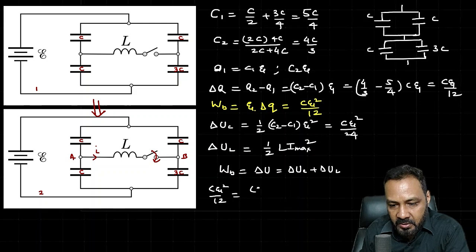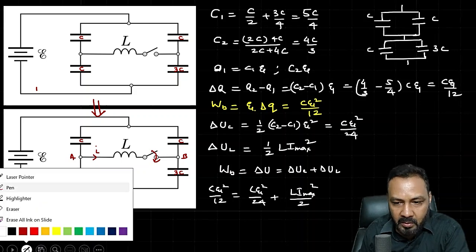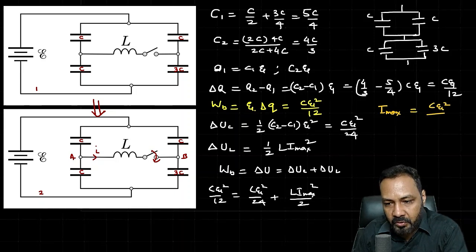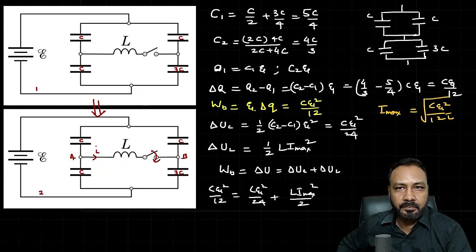So this is CE square by 24, and this is L i max square by 2. So from here we will get I max equal to the square root of CE square by 12 by L. Just simplify this, and we'll get the answer. Thank you.